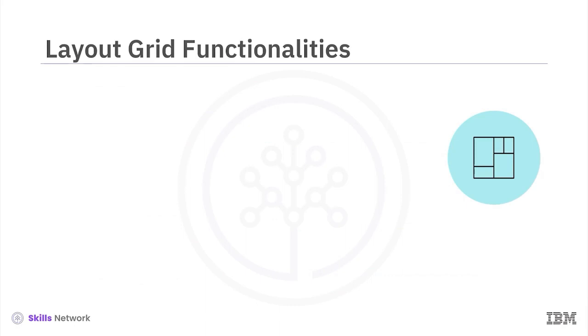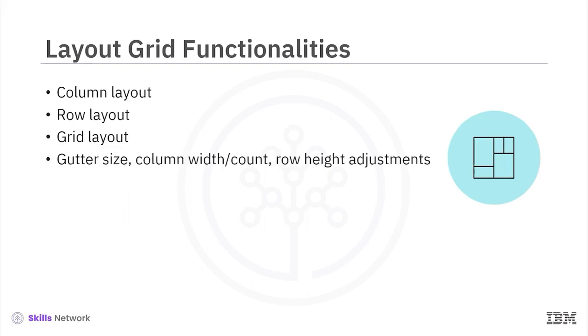Let's learn about some of the layout grids in Figma. The column layout creates a grid with a specific number of columns. Similarly, the row layout creates a grid with a specific number of rows. The grid layout is to create a grid with both columns and rows. Gutter size adjustment is to adjust the spacing between columns or rows.